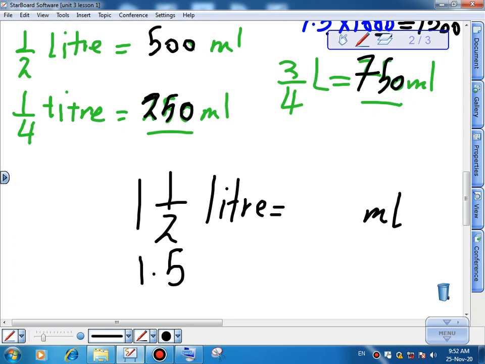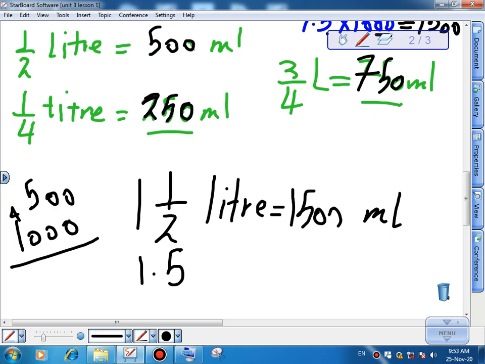1 and 1/2 liter has space milliliter. We will convert the first one and the second one. 1/2 means 500, and 1 liter has 1,000. 1,000 plus 500, it will be 1,500 milliliter. It's very simple. Just convert like half, 500, quarter, 250. Okay? Thank you.